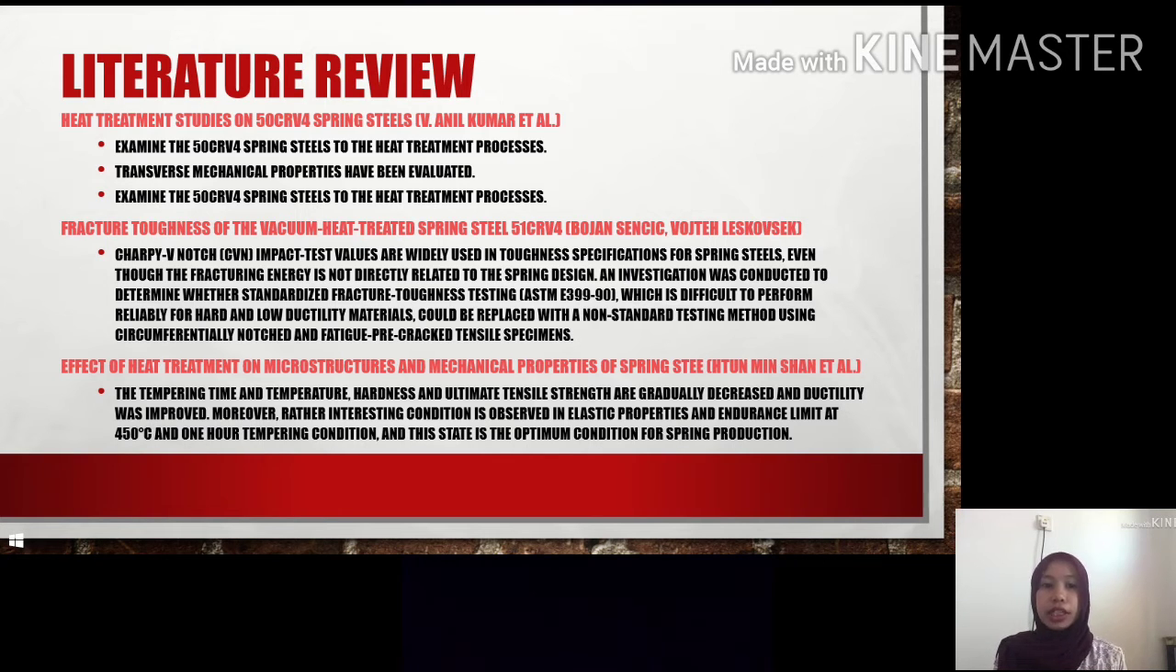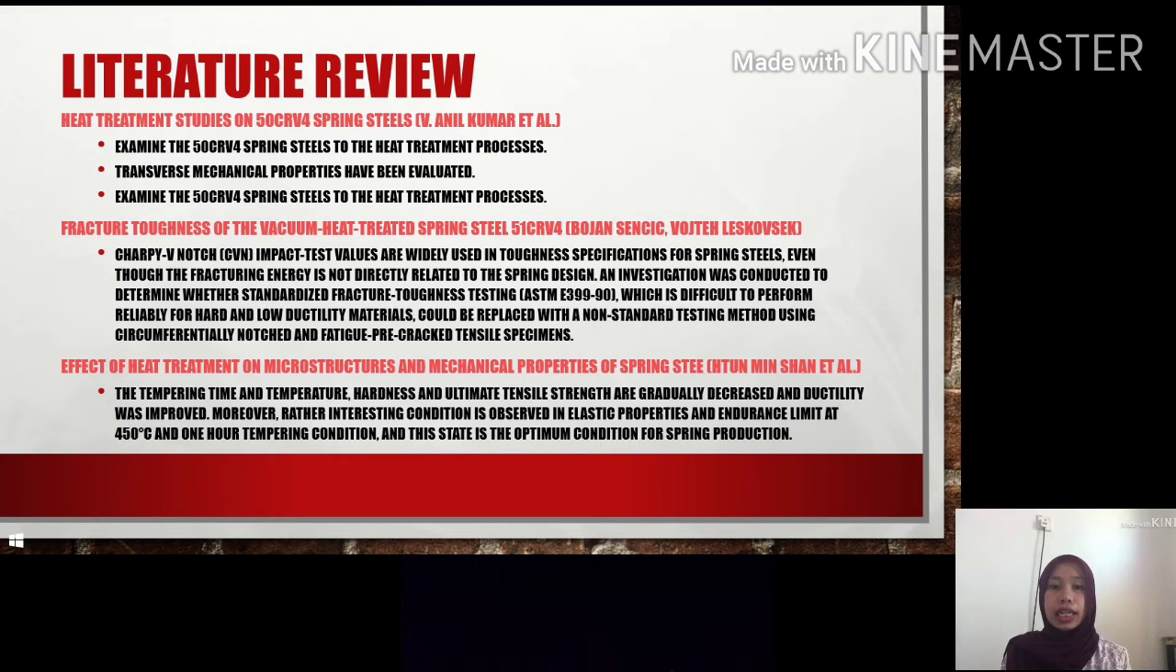Okay, the second is fracture toughness of the vacuum heat treated spring steel 51CrV4 from Bojan Senicic and his friends. They use a Charpy V-notch impact test value in toughness specification for spring steel, even though the fracture energy is not directly related to the spring design. They use the testing method using circumferentially notched and fatigue pre-cracked tensile specimens.